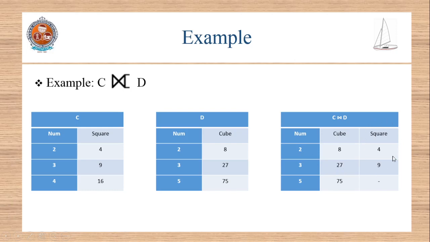Now the third column of the output is the second column of the left relation, that is C. Here it is the square. The square of 2 is 4, and the square of 3 is 9. But in relation C we do not have any corresponding tuple showing the square of 5, so we show it here as null. In this example, we represent it with a hyphen.